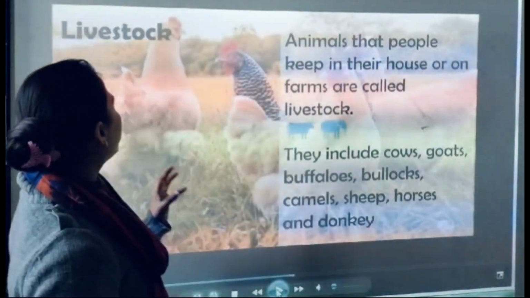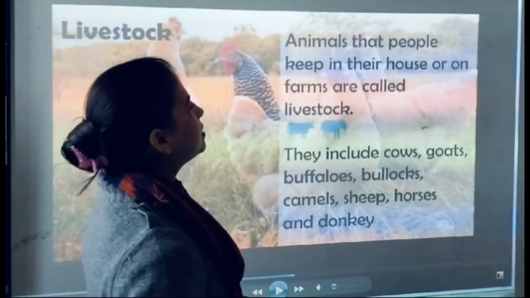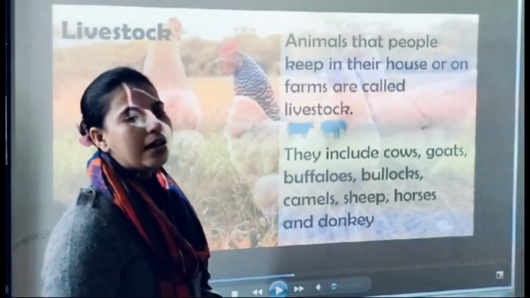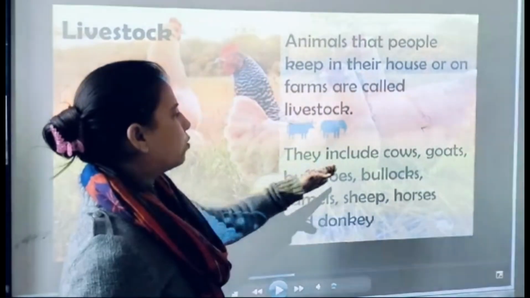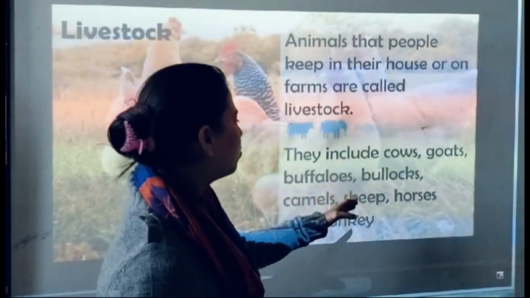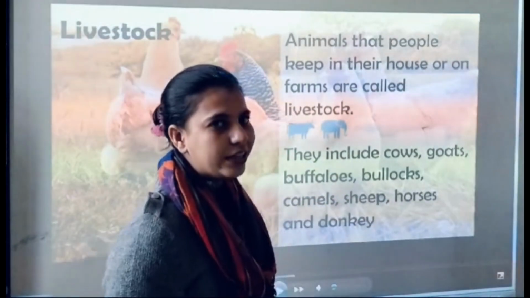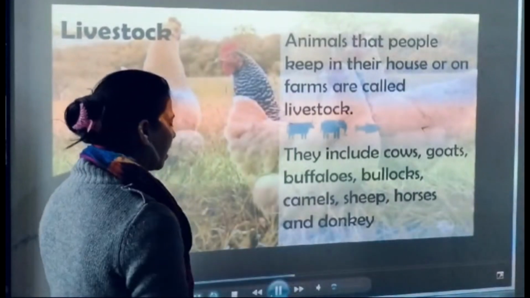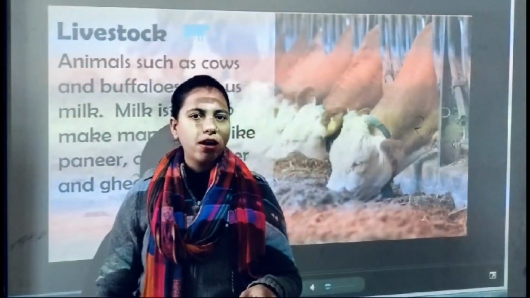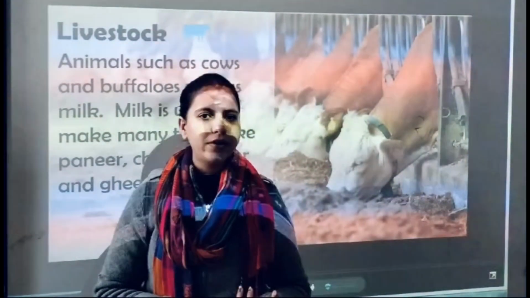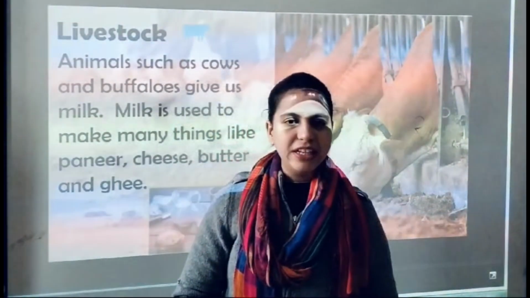So what is livestock farming? Animals that people keep in their house or on farms are called livestock, right? And they include cows, goats, buffaloes, bullocks, camels, sheep, horses, and donkeys. These are examples of livestock farming. Livestock farming is of four types: milch rearing, oxen farming, poultry farming, and beast of burden.